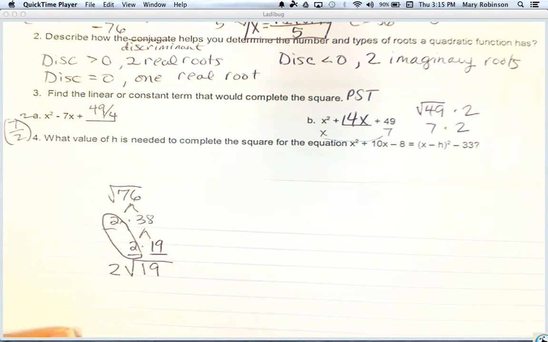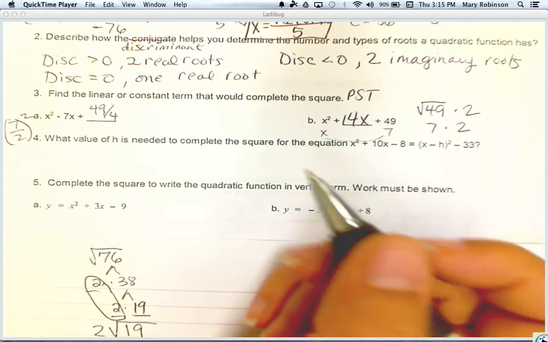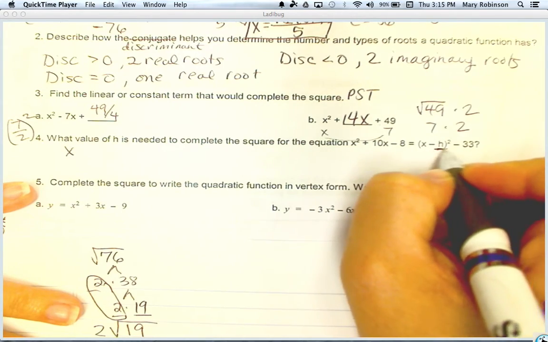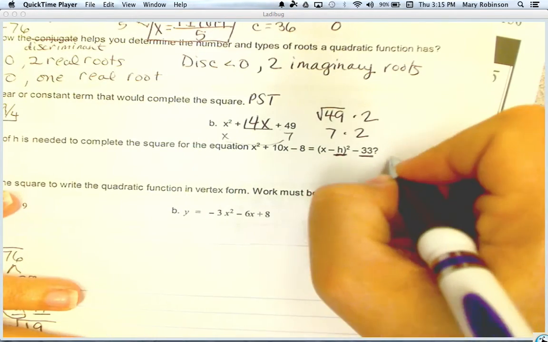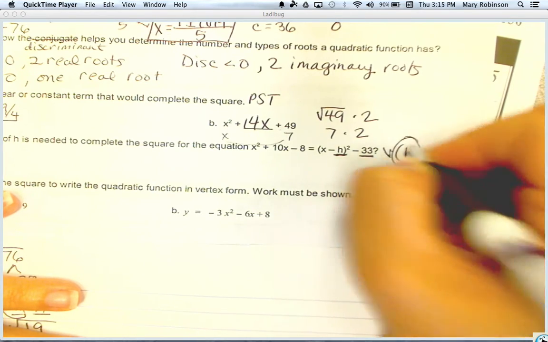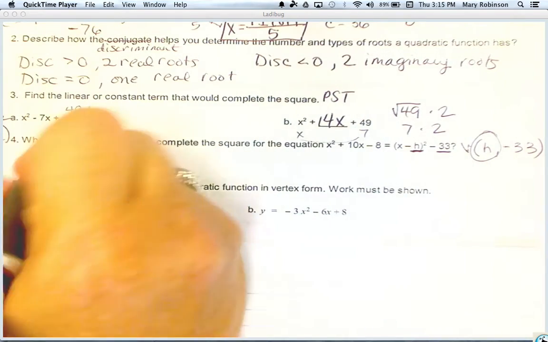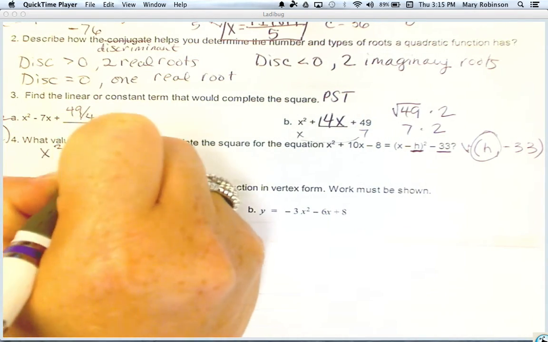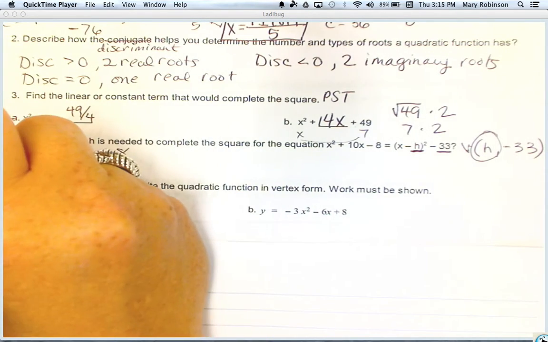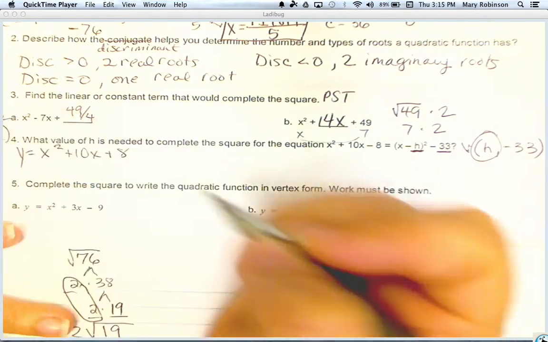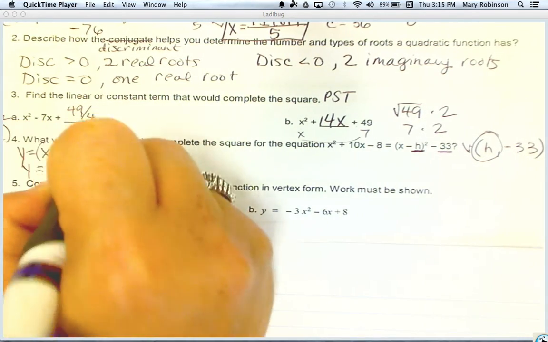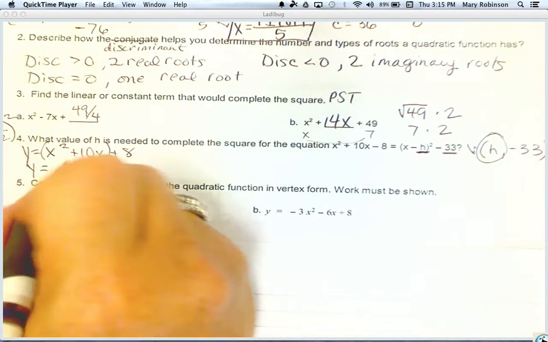So for number 4, it says what value of h is needed to complete the square? Well, this is to let you know that we're trying to find the vertex. So if you think about what we know about the vertex, it is h and then negative 33. What we want to find is the h value. To do that, we take x squared plus 10x plus 8. And remember, if we set this equal to, say, y, then our objective is to get it in vertex form. So that means we put parentheses around our quadratic and linear term.